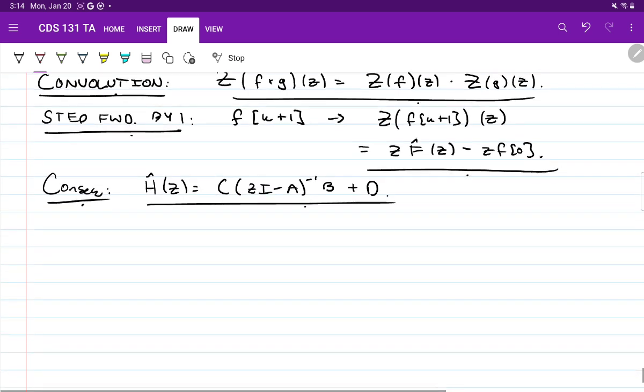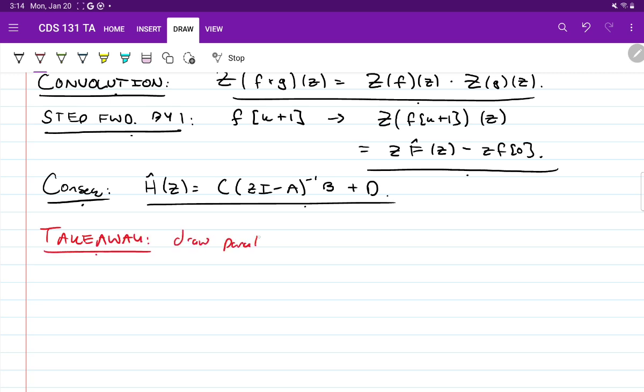So just a final takeaway, something that you should look out for: you should really try to draw parallels between the Laplace and Z transforms. If you do this, you can make your life a whole lot easier. If you see that stepping forward by 1 is the discrete time analog of differentiation, then a lot of proofs that involve stepping ahead by 1 will follow directly the same as the Laplace transform proof.